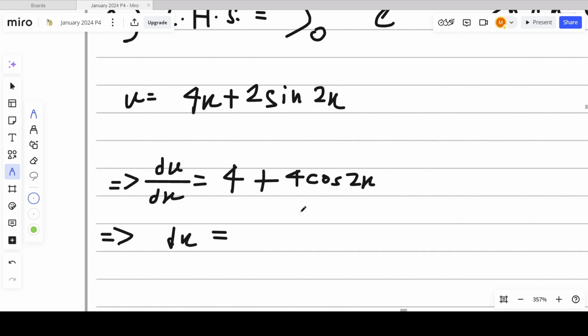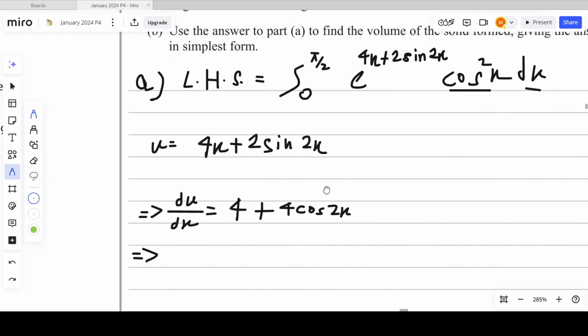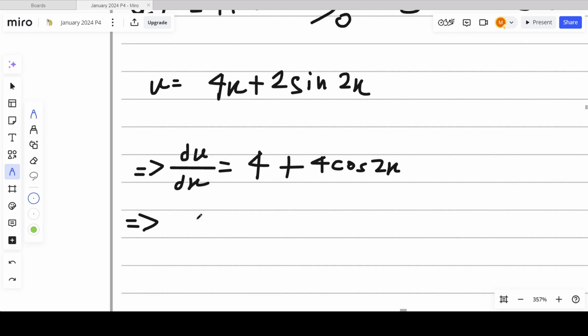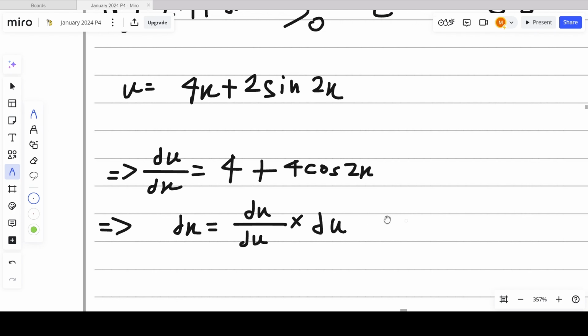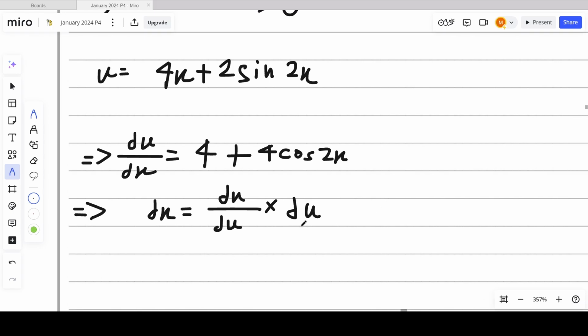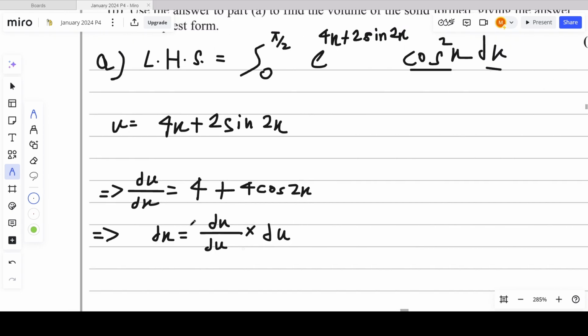You can do another thing, let me show you. We need a substitute for dx, so we can write dx as dx over du times du. Definitely we can write it like this. So in place of dx, we will represent dx like this.